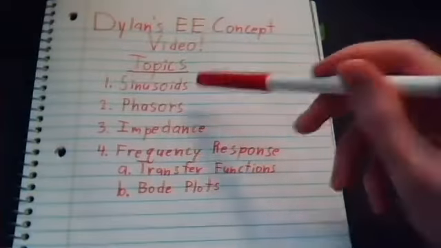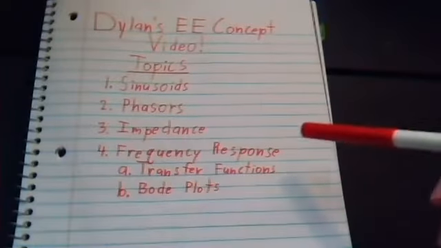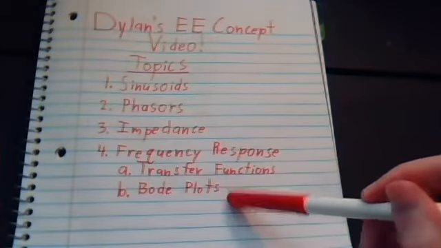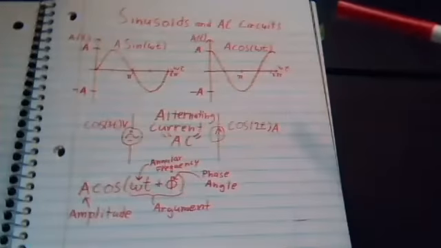So we're going to talk about sinusoids, phasors, impedance, and then frequency response at the end, walking through transfer functions as well as Bode plots. So starting out, we've got sinusoids and AC circuits.